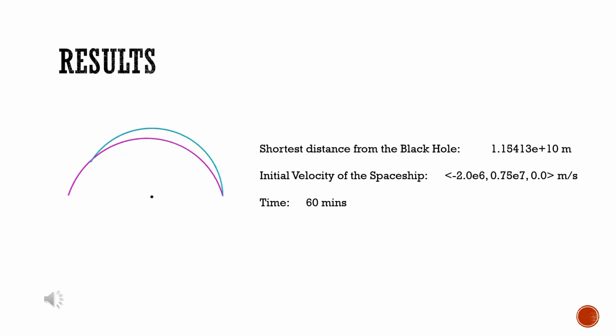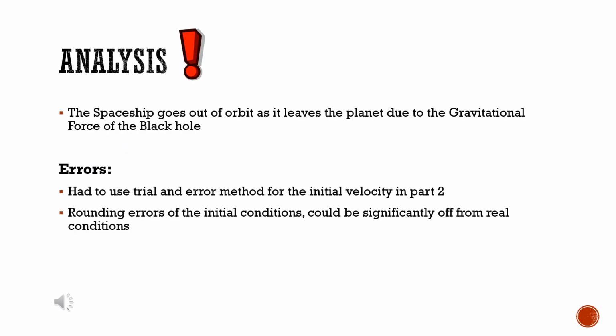So these are the results of the shortest distance and the initial velocity of the spaceship for a time of 60 minutes. The analysis shows that the spaceship goes out of orbit as it leaves the planet due to gravitational forces of the black hole. Some errors are that we had to use a trial and error method for the initial velocity in part 2, and another error includes rounding errors of the initial conditions, which could be significantly off from the real conditions, just like the first part.